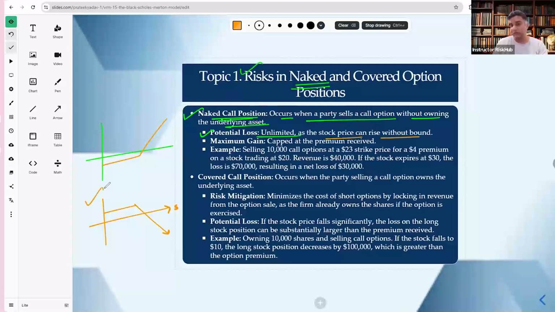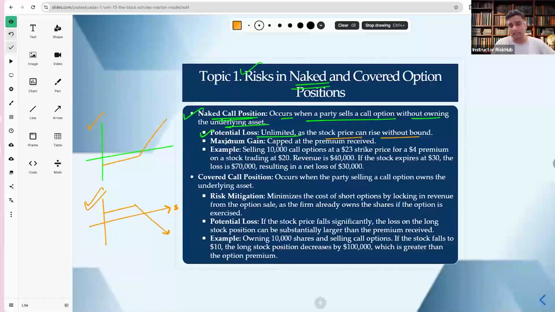This I taught you in a lot of detail, so I don't need to repeat it here. In fact, I have taken extra classes on it. Do you remember this graph of selling a call option? I taught it in a lot of detail. If you don't remember, go back and see the notes.